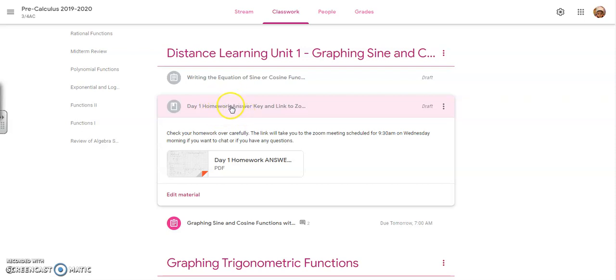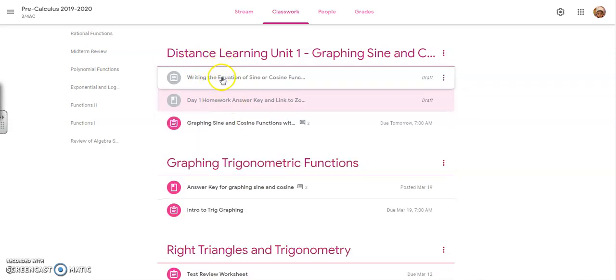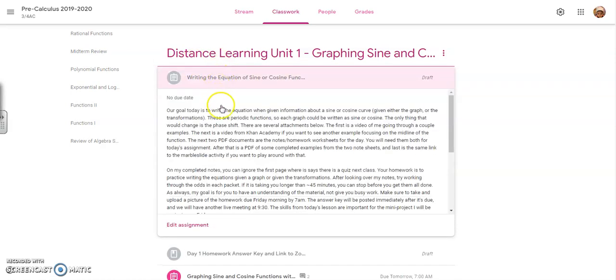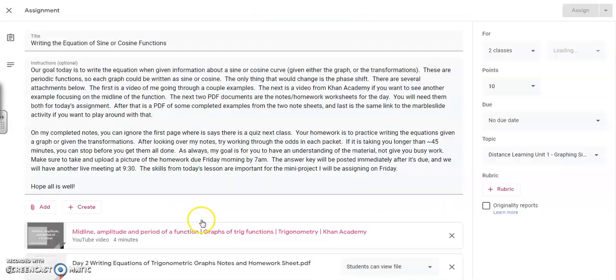So check your work there. That's the first thing you should do. I'll also be posting our new assignment. So there's a bunch of directions there. I'll read those carefully. Let me open this up so you can see everything that's in there.